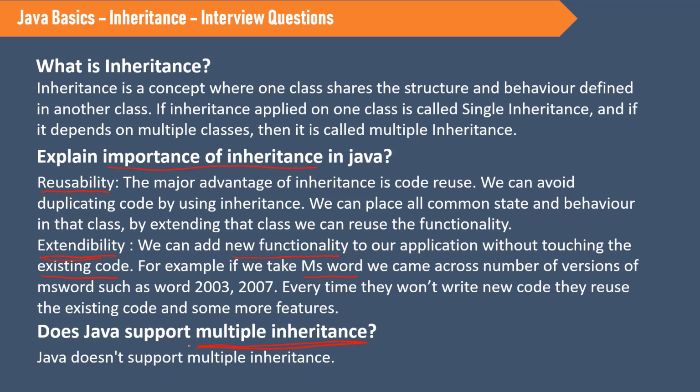Does Java support multiple inheritance? In the previous video, we have seen what multiple inheritance is in Java. Multiple inheritance is extending two or more classes. Let's say I have two classes here, one is A and B, and I have another class here which is C. Multiple inheritance is extending two or more classes. So here I am inheriting class A and class B, and this is not supported in Java. So Java doesn't support multiple inheritance.